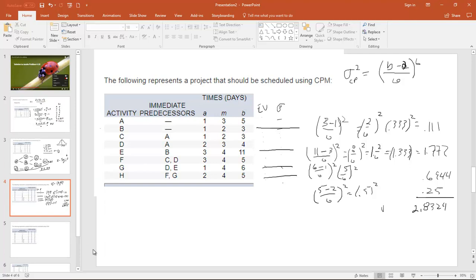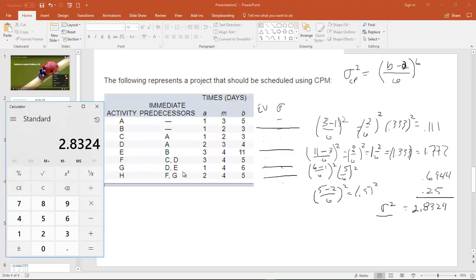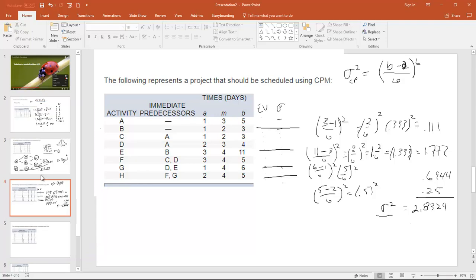2.8324. Now remember, this is the variance. Be very careful here, all right? So to get into that z-score table, we need to use the standard deviation. So we need to take the square root of that. And so if we do take the square root of that, we get 1.6830.